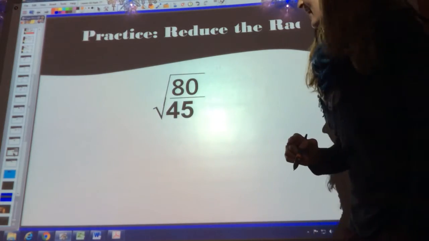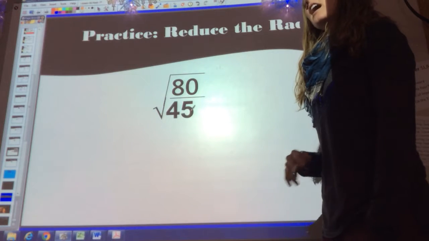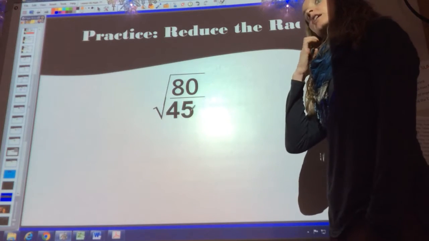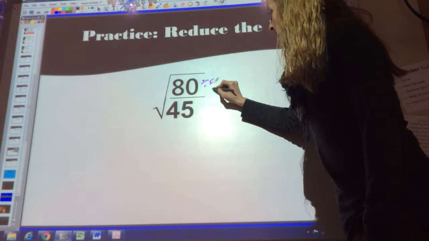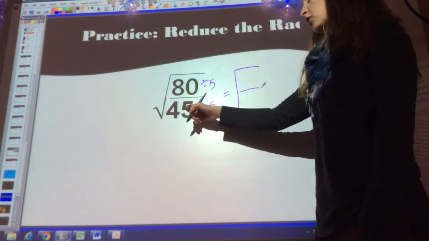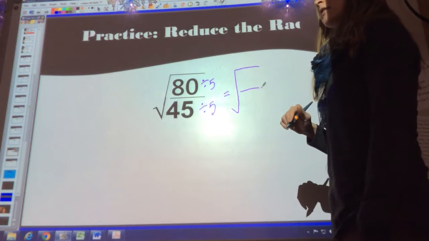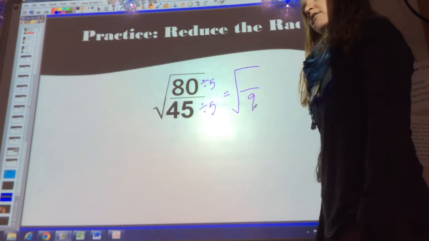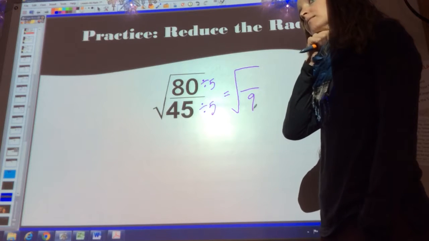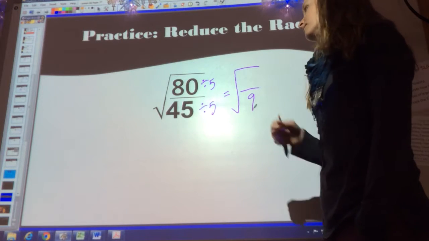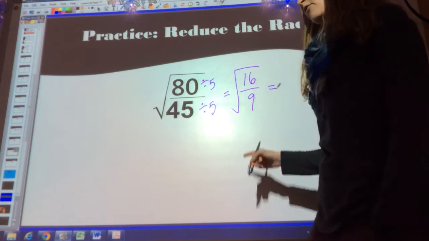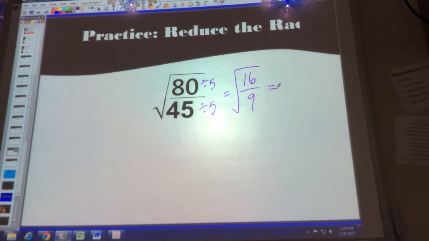Tricky! So, right now, when we see this, I always said we want to simplify if we can. Does something go into both of these numbers? 5. So we want to divide both sides by 5, both the top and the bottom by 5. If you don't know that, like I said, use your calculator, but hopefully you don't need it for the bottom. 45 divided by 5 is what? 9. Very good. What's 80 divided by 5? 16. Okay. I'll let you simplify from here. Put your hand on your head once you have it.